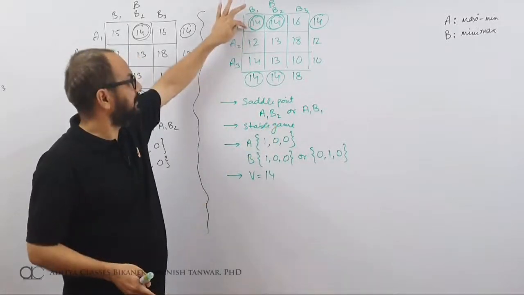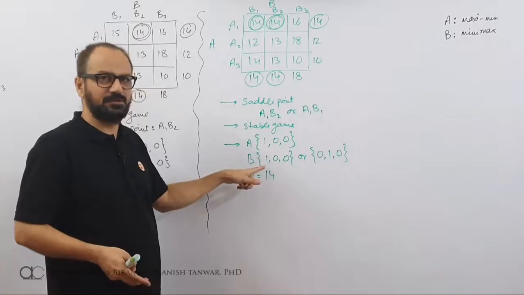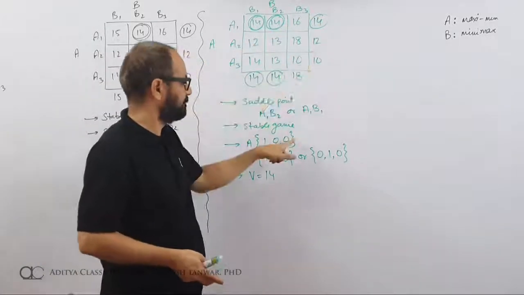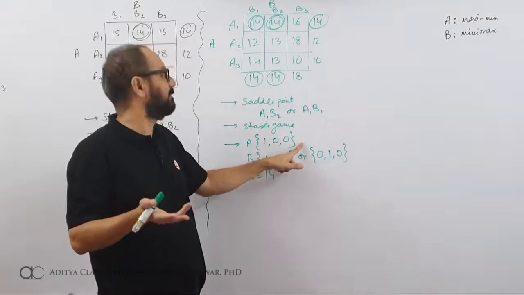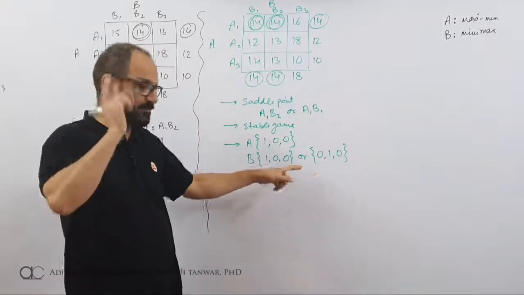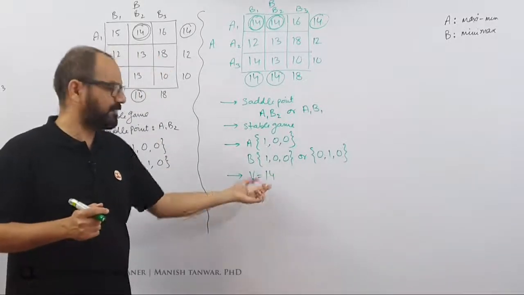If we take this as saddle point, the strategies become 1-0-0, 1-0-0. But if we take this one as saddle point, the strategies become 1-0-0. For A, it is indifferent. For B, it becomes 0-1-0. But as far as value of game is concerned, it is 14.